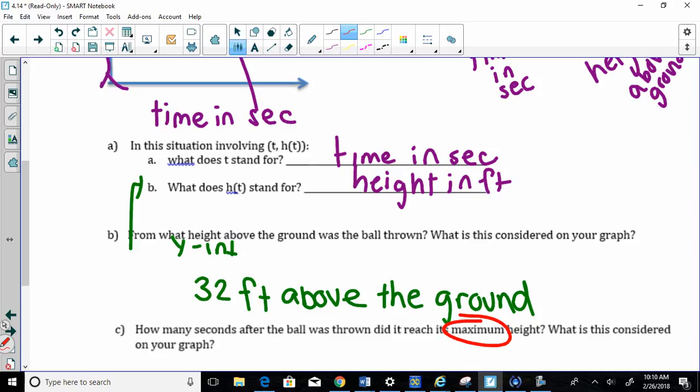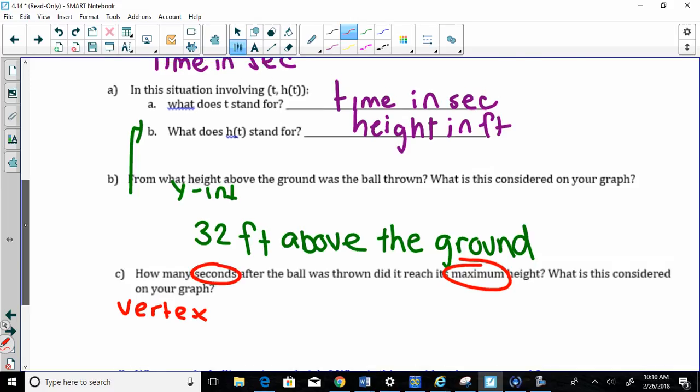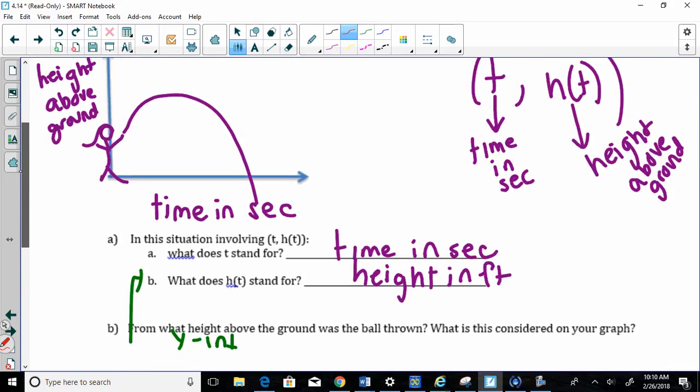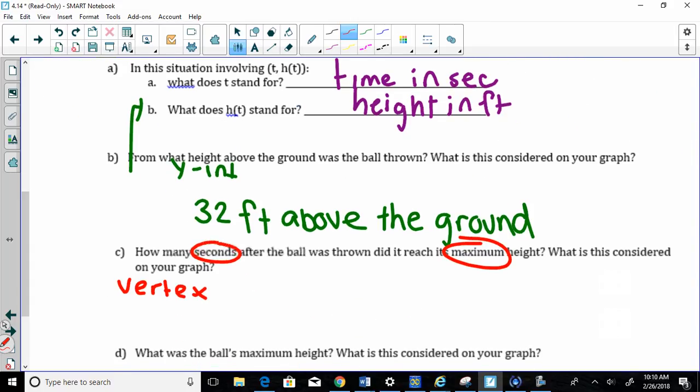How many seconds after the ball was thrown did it reach its maximum height? Maximum means we're looking at the vertex. And so if it's asking for the seconds, would that be your x coordinate or your y? X, right? So your x coordinate, that's your x right here. You're looking for your axis of symmetry. Negative b over 2a.